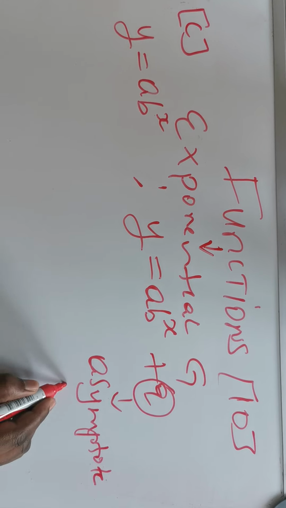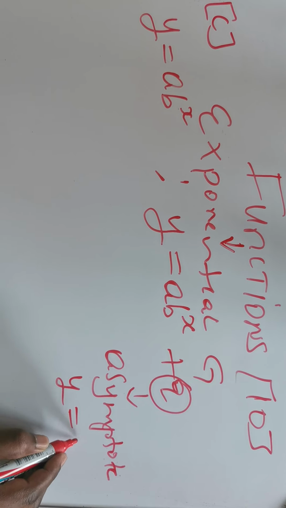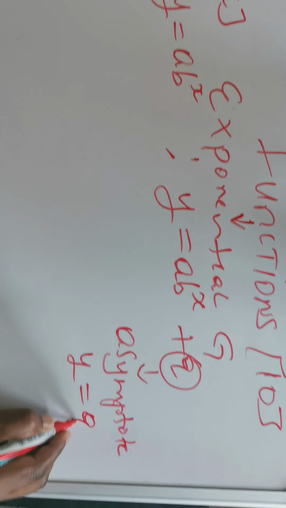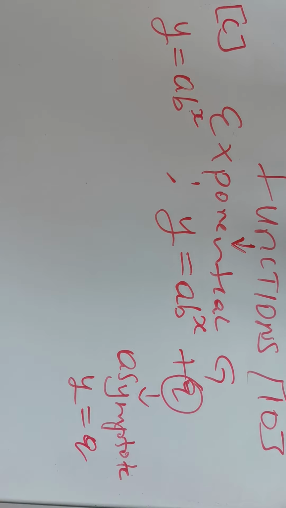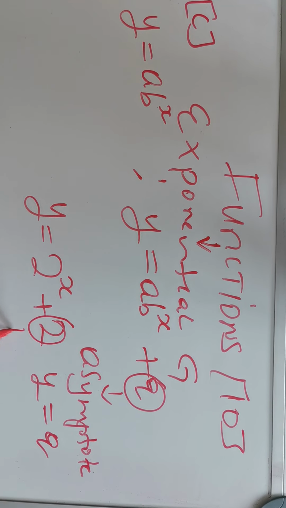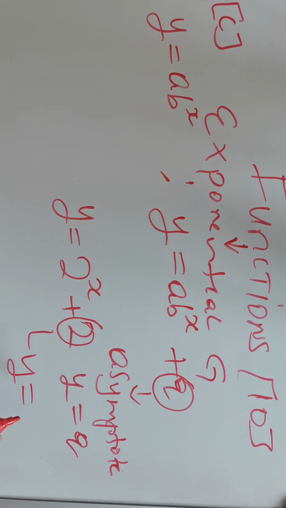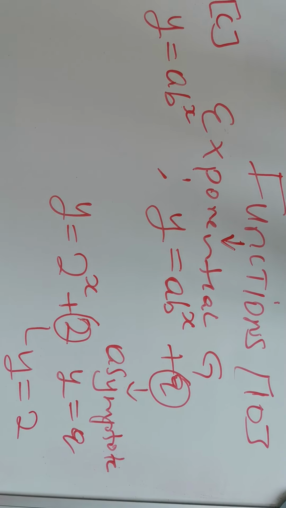Okay, which means our asymptote is y equal to q. If I can make an example here, say I have 2 exponent x plus 2, our asymptote obviously here is 2. So basically that is what you must take note of.